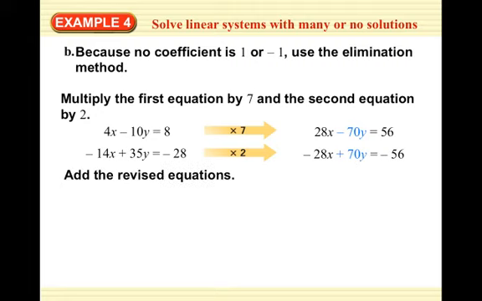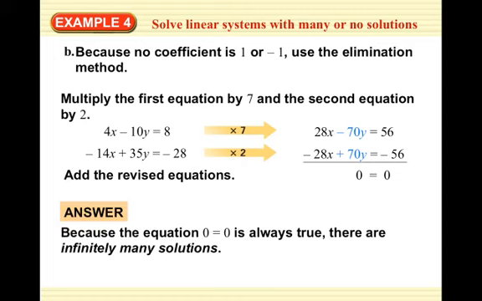And then I go to add them together. Well, 28 plus negative 28 zeroes out. So does negative 70y plus 70y. They both zero out. And look over here, 56 plus negative 56 zeroes out too. So we end up with 0 equals 0. That's a statement that's true. It's always true. So there are infinitely many solutions. That means that if we were to graph these lines, they would graph right on top of each other. They're coinciding lines. And so you have infinitely many solutions.